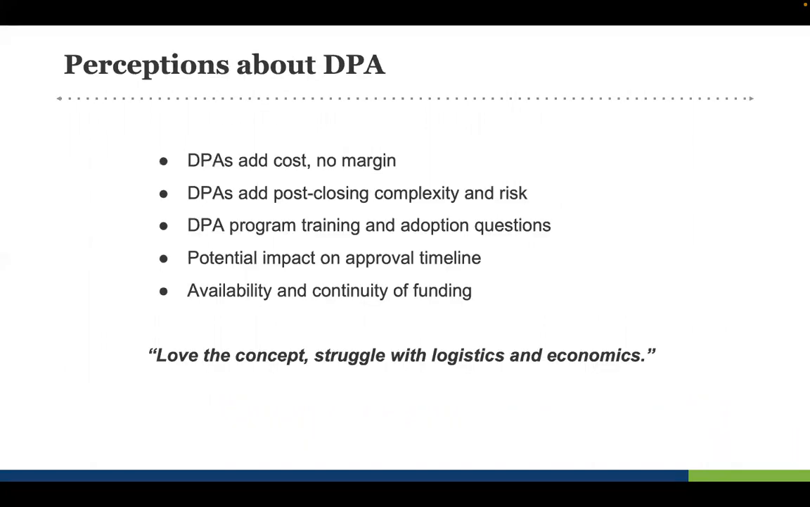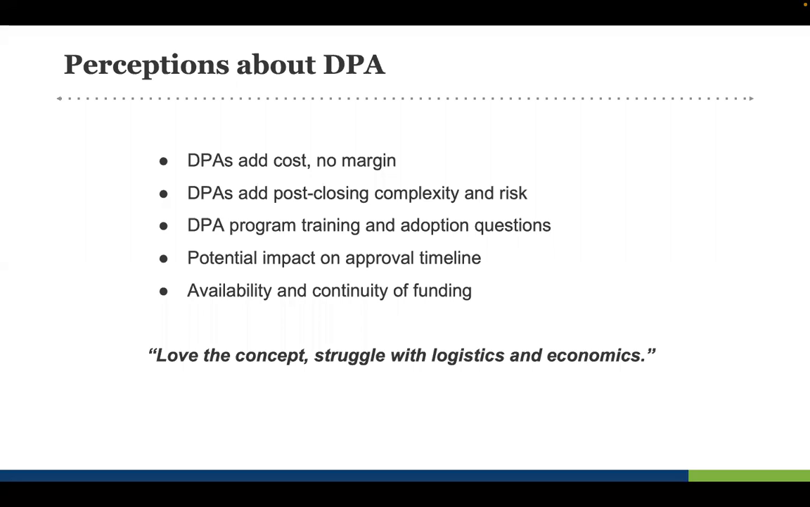So let's talk briefly about perceptions that we hear all the time about down payment assistance programs. And then we're going to take our top 5 obstacles and break them down. So one perception among lenders is that DPAs add cost and provide no margin. Well, let's rethink that. Down payment assistance programs add post-closing complexity and risk, potentially, but again, we're going to give you some reasons to rethink these. Down payment assistance program training and adoption questions arise among real estate agents. You know, how do I get savvy enough to talk about these? How do I know what's out there? We're going to show you.